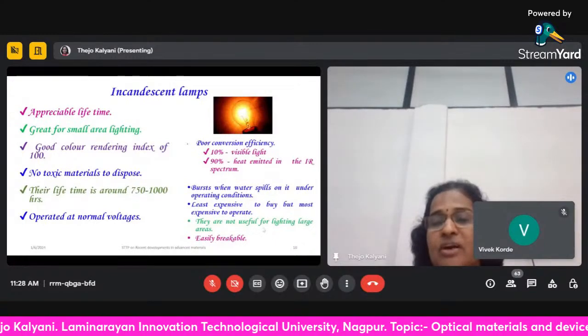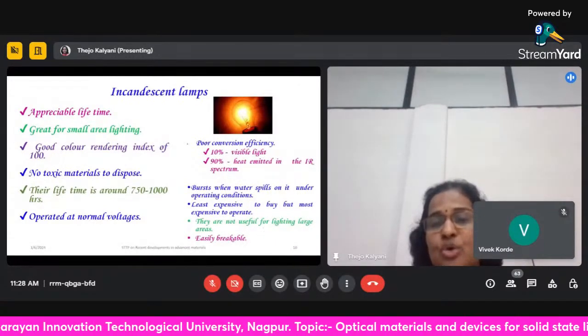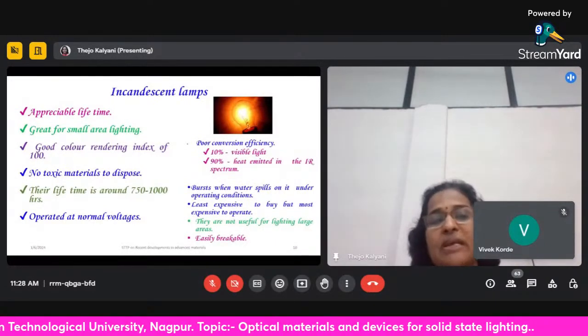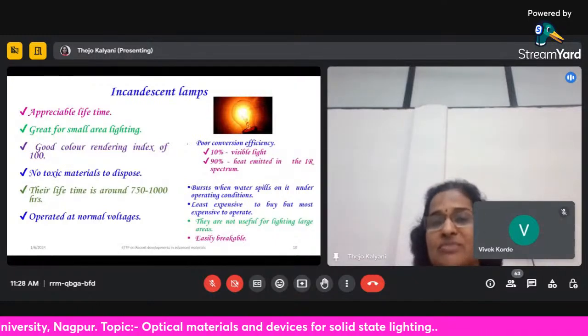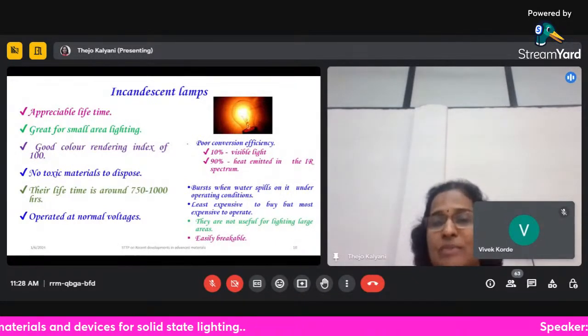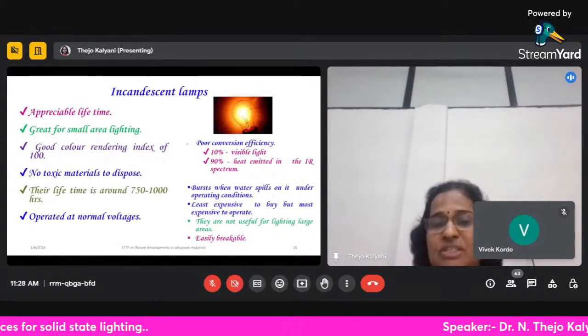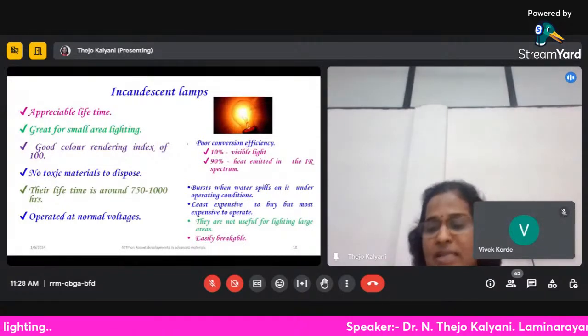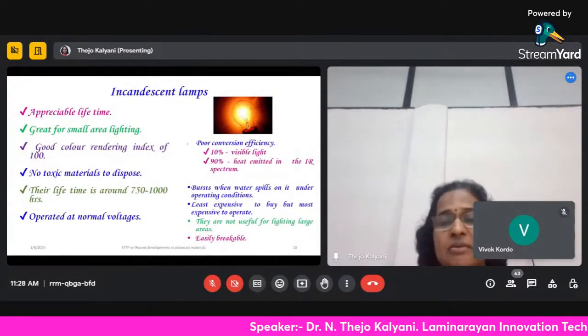They're also useful for lighting large areas. So as I said, if the room is very small, it will light up the complete room. But if the room is large, we need to have n number of light sources in order to illuminate the room. And they are fragile, easily breakable.